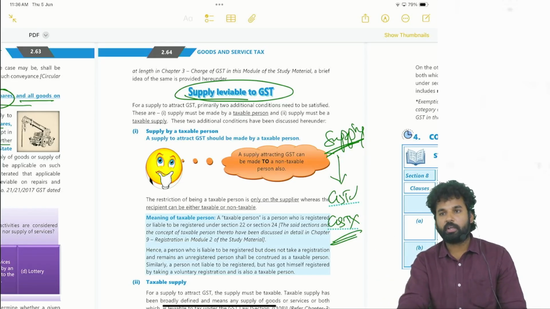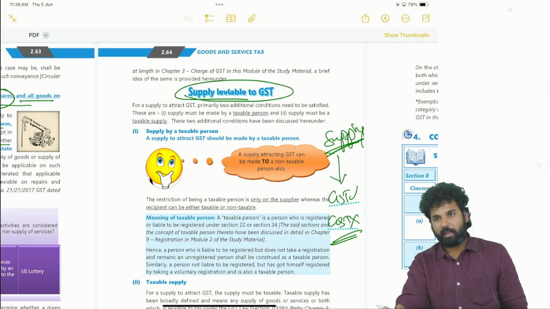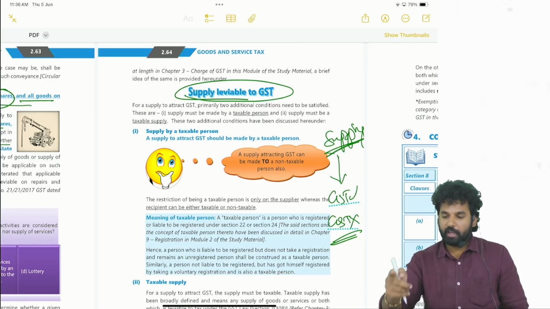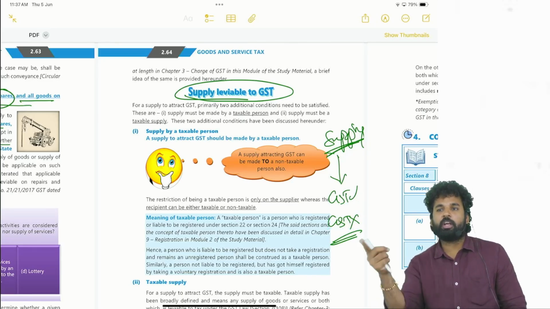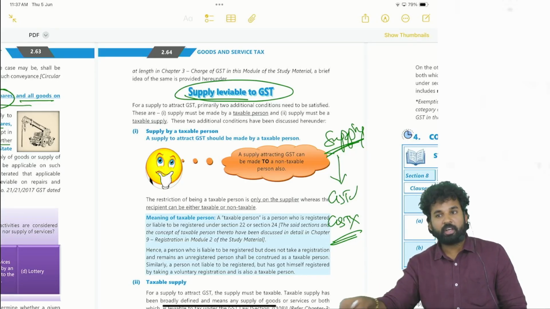So what are the two other conditions? Whether the supply is made by a taxable person or not. Let's say I am doing practice, and my turnover is 12 lakhs per annum. I have a profession, I am doing service, and I am doing it for consideration. All the conditions given under 7(1)(a) have been satisfied. But I am not a taxable person. Why am I not a taxable person? My turnover has not crossed the threshold limit. That's why I need not get registered.